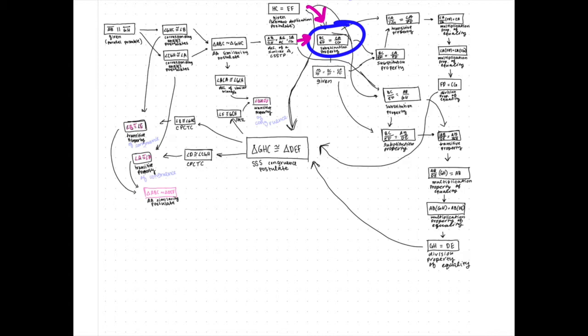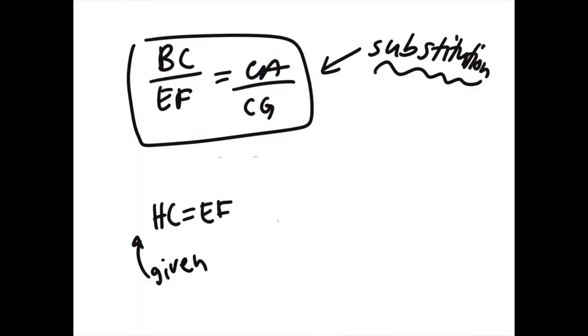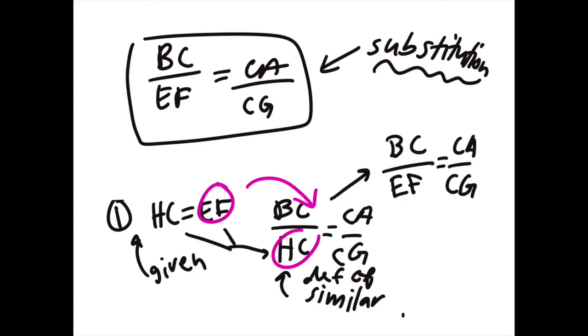The next step we're going to show is BC over EF is equal to CA over CG. So we have it given, due to the segment duplication postulate, that HC is equal to EF. This is important to note. Take the definition of a similar triangle, BC over HC equals CA over CG. Take that part and take this little given information that we have due to the segment duplication postulate, and take that HC equals EF and just put it in there. Replace that HC below the BC with an EF. And there you go.